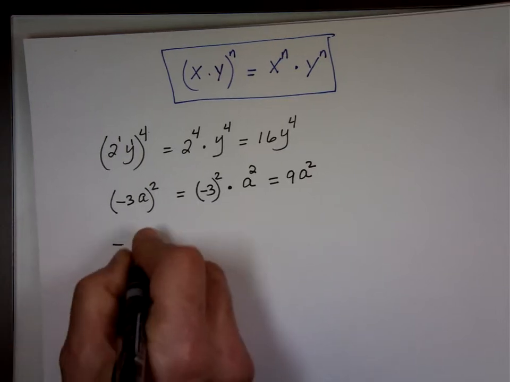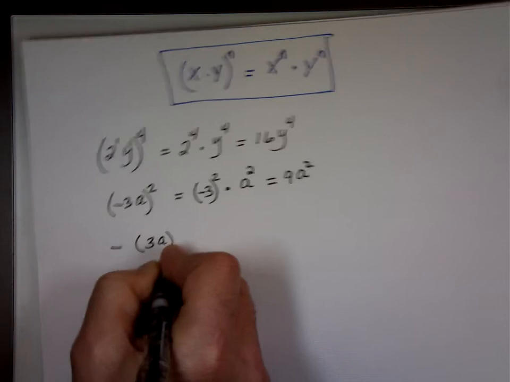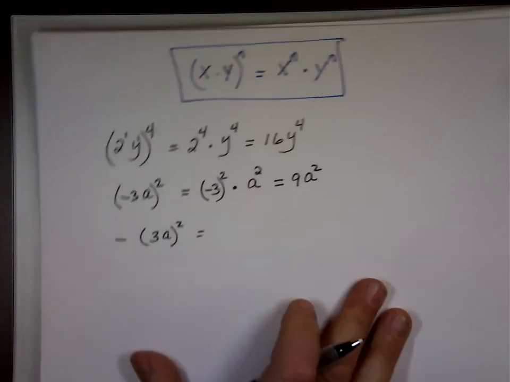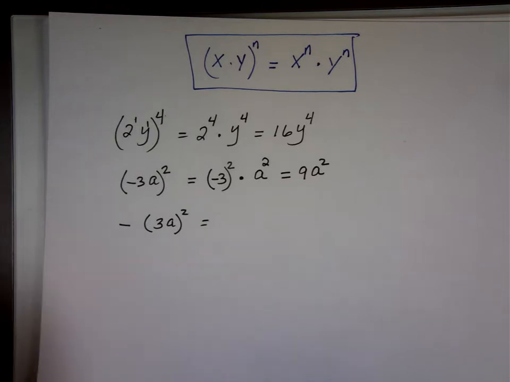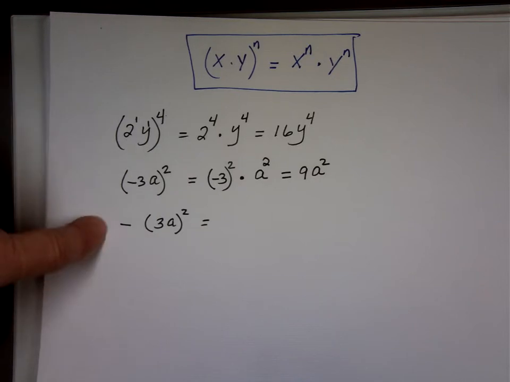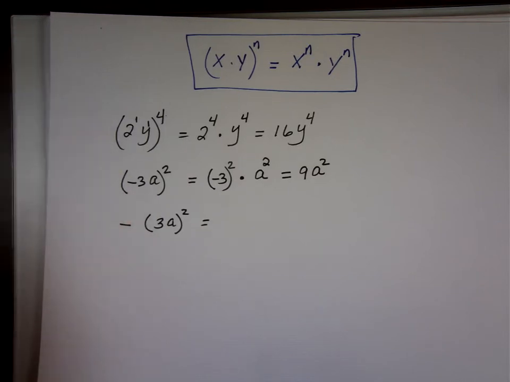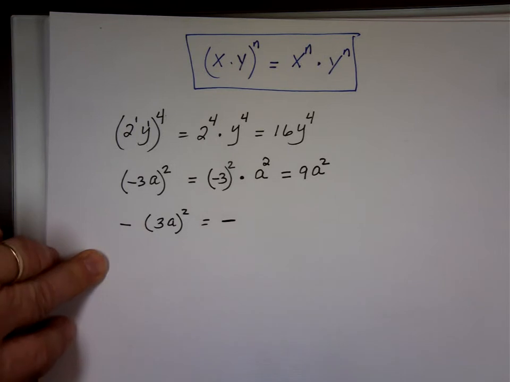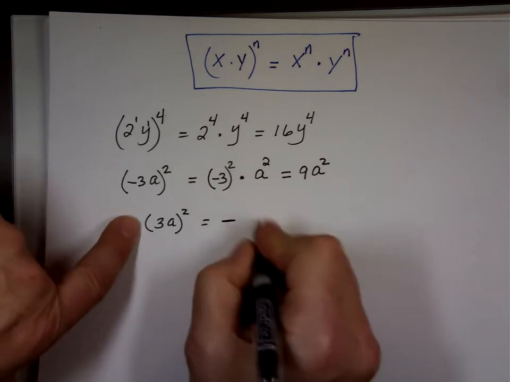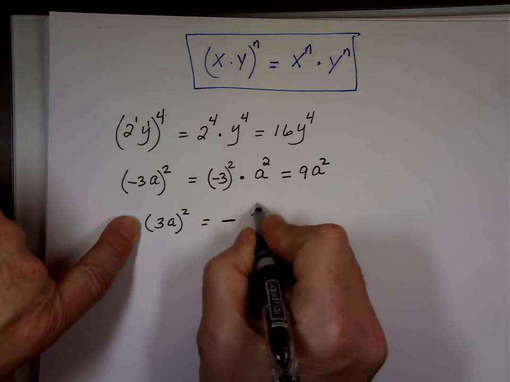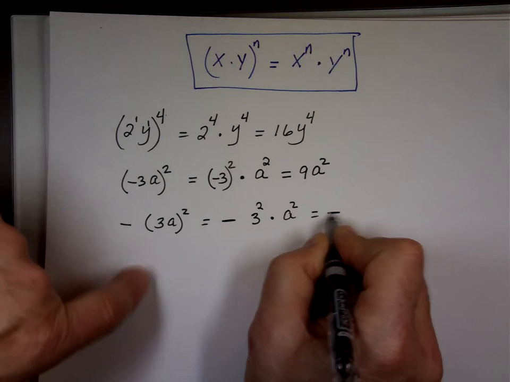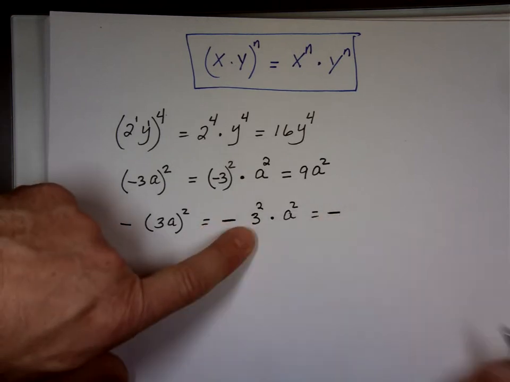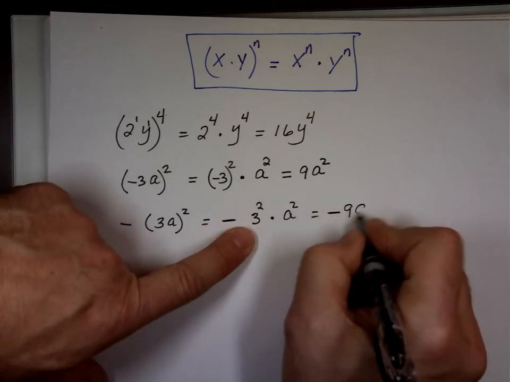Negative, how about this one? Notice the difference between this and this is what? The minus sign is where? Outside. So the minus sign sits outside right there. Let's look at the inside. This will be 3 to what power? Second, times what? a to the second. Here's the minus sign sitting outside. What is 3 to the second? 9. a to the second.